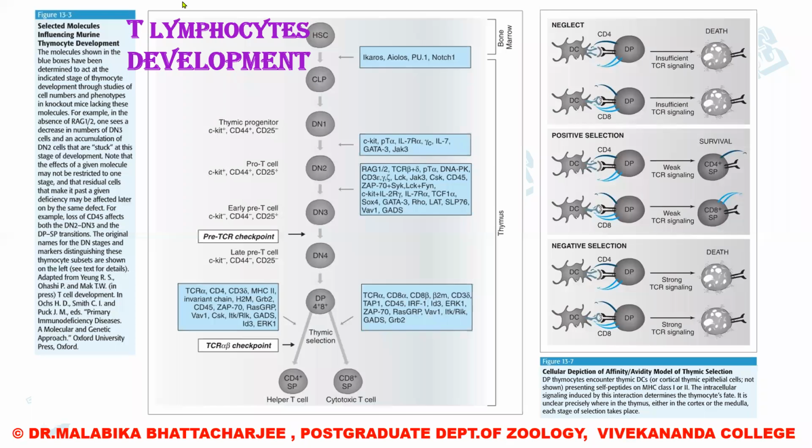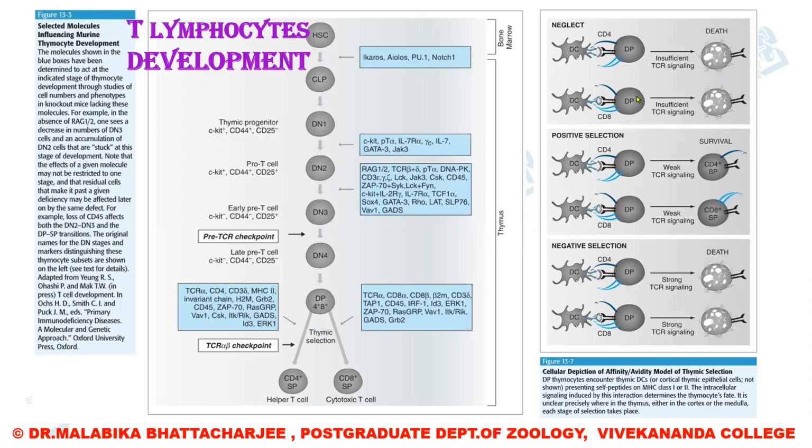And coming on to the different molecules, this picture shows the different molecules that play a big role in the selection of any double negative population. As I discussed just 2 slides back, we have a pre-TCR checkpoint, and once that checkpoint is crossed, the double negative 4 is now committed to become a double positive, and we have the single positive lineages.